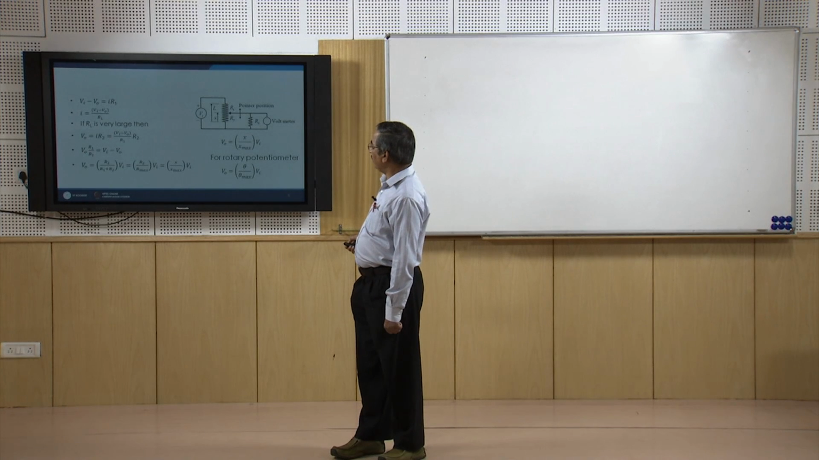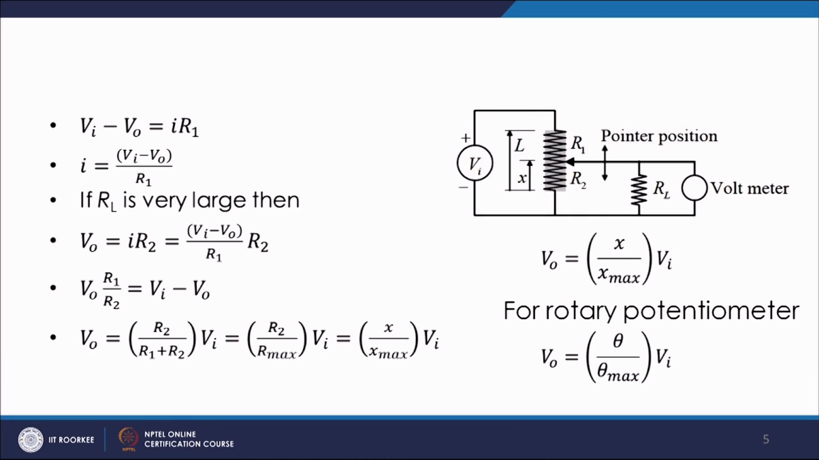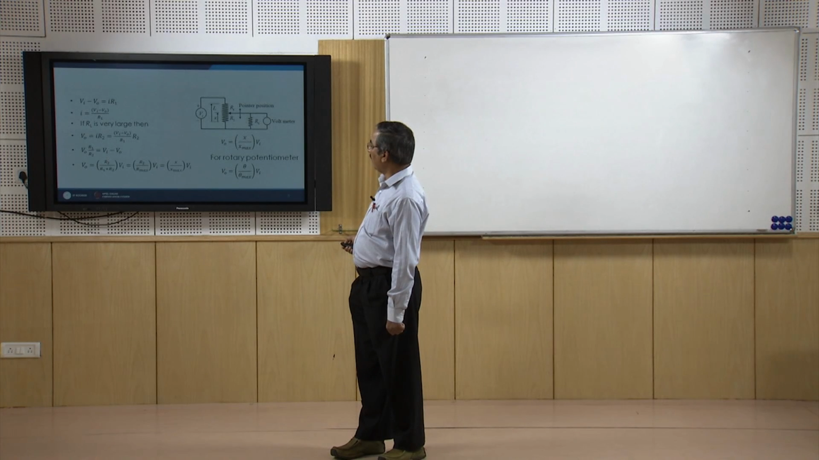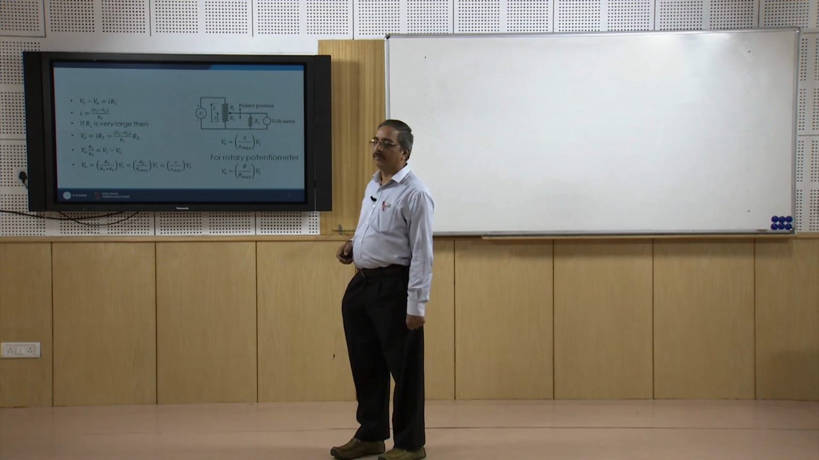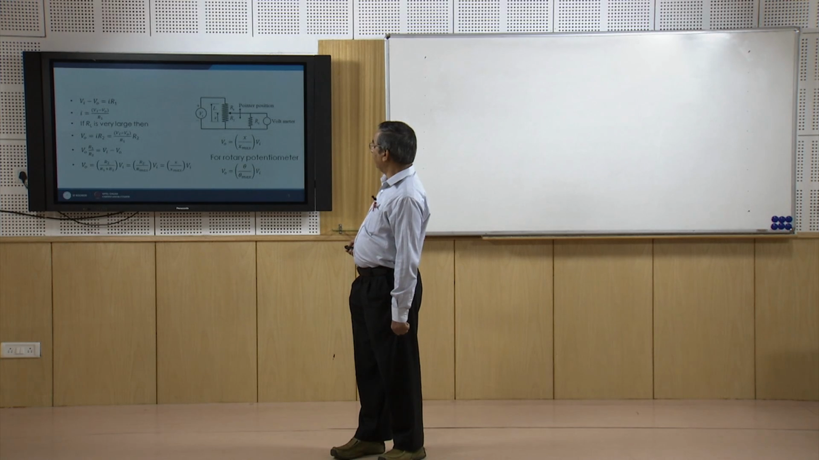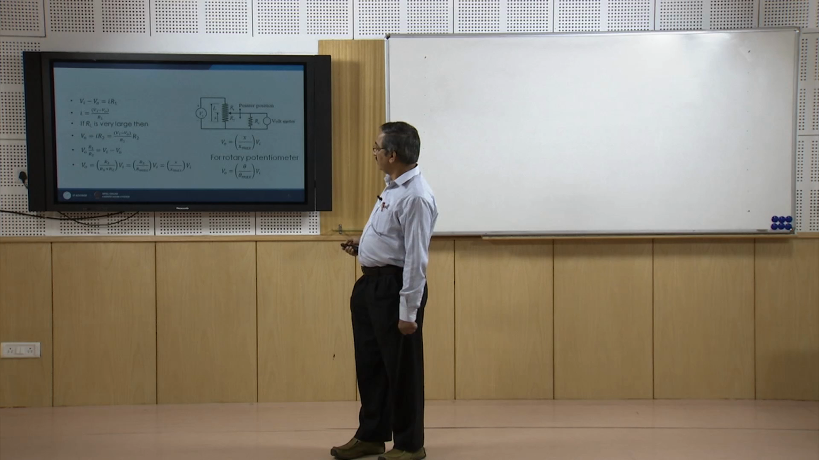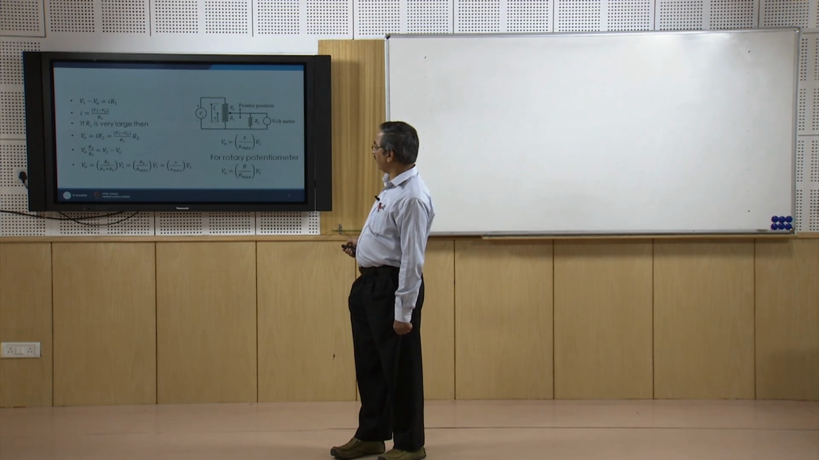Or what I do here, I write Vo into R1 by R2 is equal to Vi minus Vo, simplifying these terms here. And from here you can see that I can take this to the left hand side, and I can write the expression for Vo as R2 by R1 plus R2 into Vi. And this R1 plus R2 is the maximum value of the resistance, so I just write it here as R max.